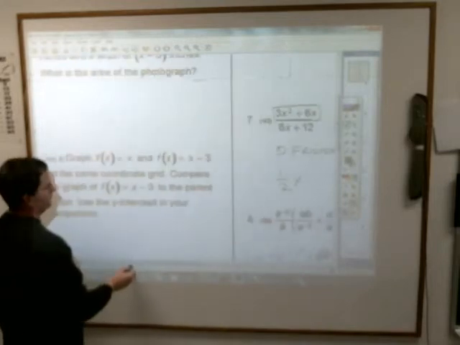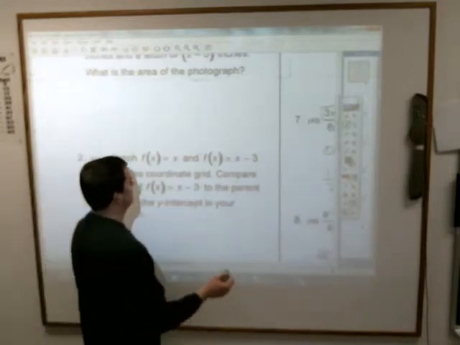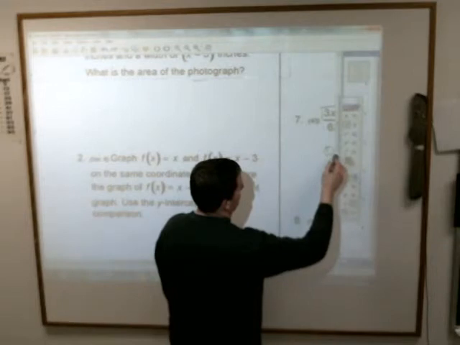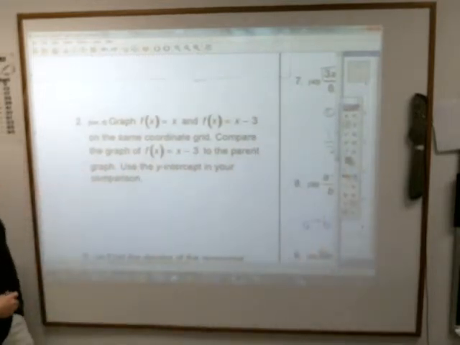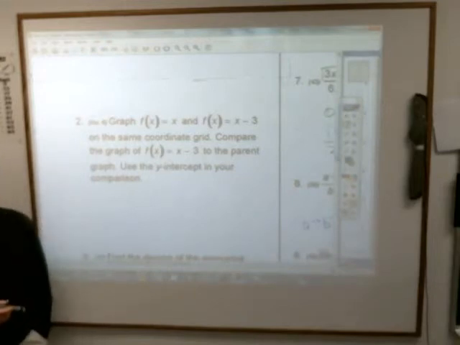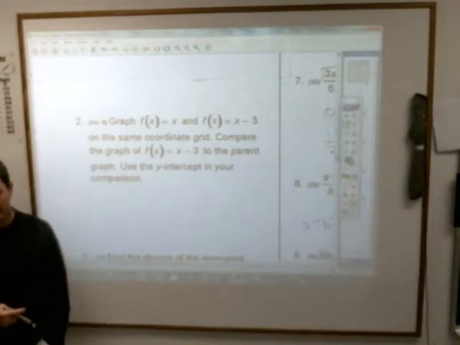Sage, can you do number 2? Well, we did number 2. I mean, it's easy, but does that help? Yeah. Again, the note to self is this. It seems like the f of x stuff, which is the functional notation of things.